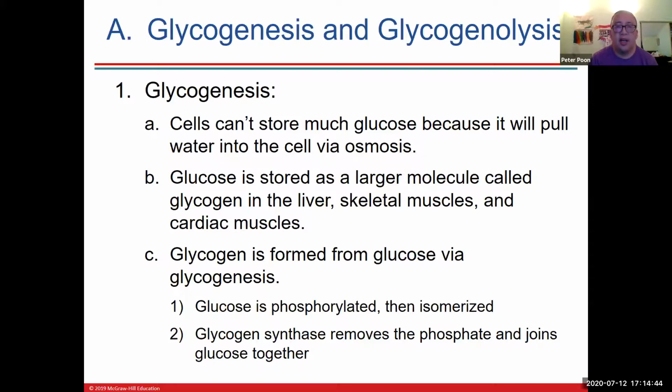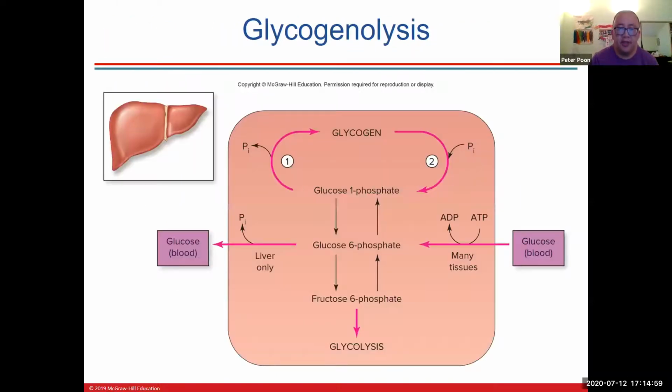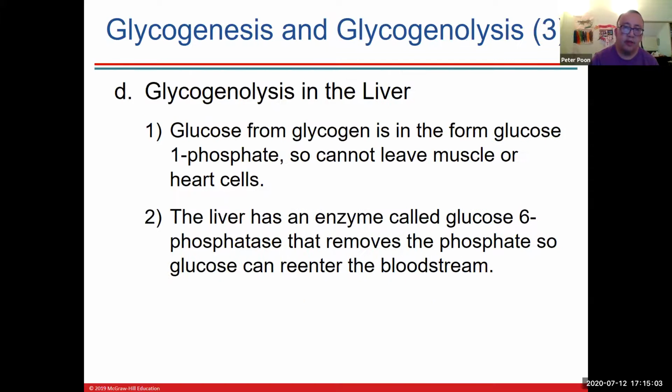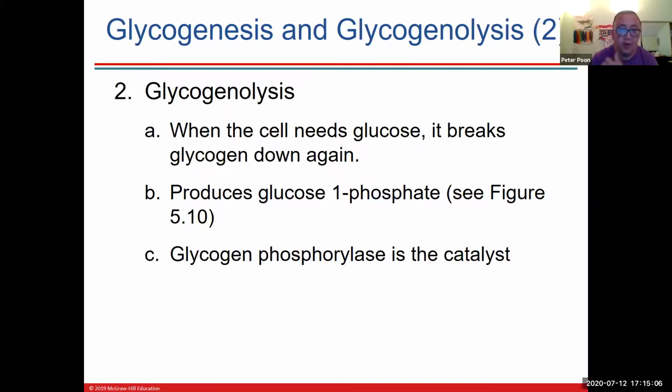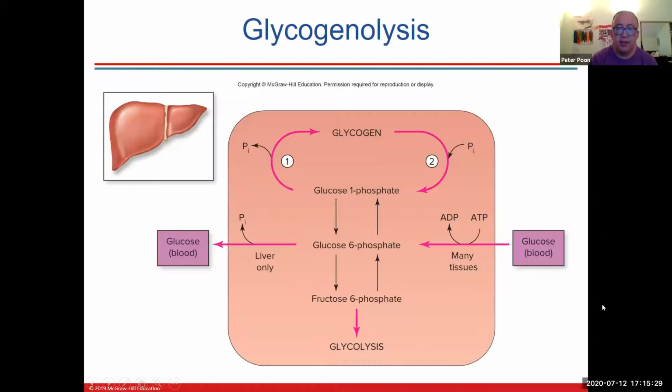Okay, glycogen is formed via glucose with glucogenesis. So the glucose is phosphorylated, isomerized, and then it forms basically a long chain. Okay, the opposite of that is glycogenolysis. Okay, glycogen lysis, chopping up of glycogen. Okay, so whenever we need it, we break down glycogen into glucose again. Okay. So here you can see there's a pathway forward and back.